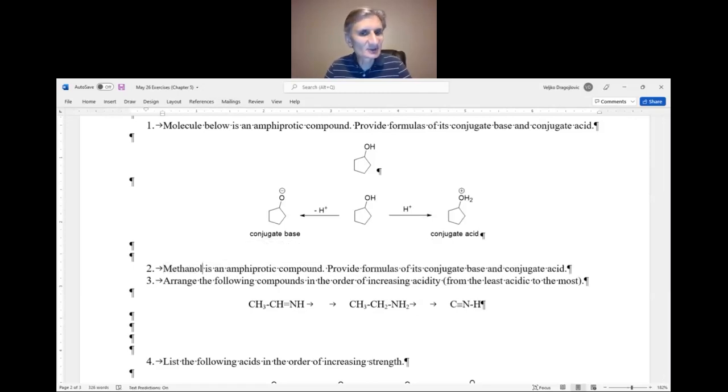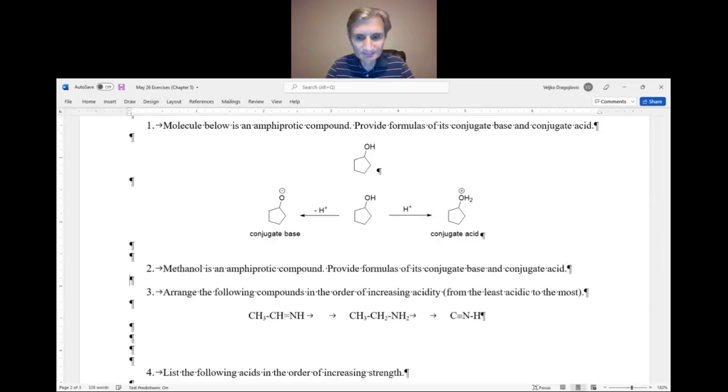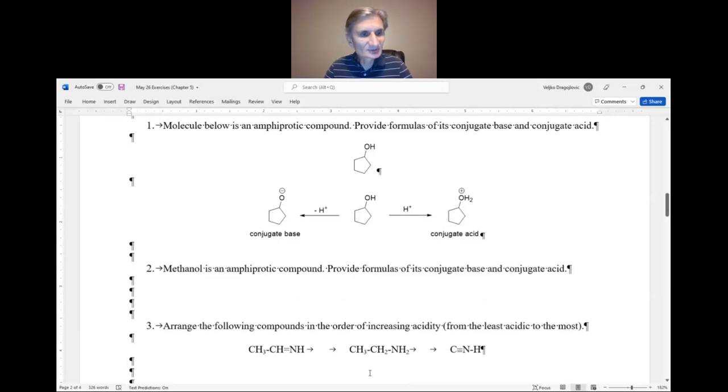Let's say methanol is an amphiprotic compound. Provide formulas of its conjugate acid and conjugate base. So you consider methanol, and you would need to type it up. So methanol, you would type it up as CH3OH. That's methanol. And the conjugate acid would be protonated. So oxygen is protonated, the same way this OH2 is protonated. So you would type CH3OH2 and plus. And that's it. So this would be an acceptable answer for the test.